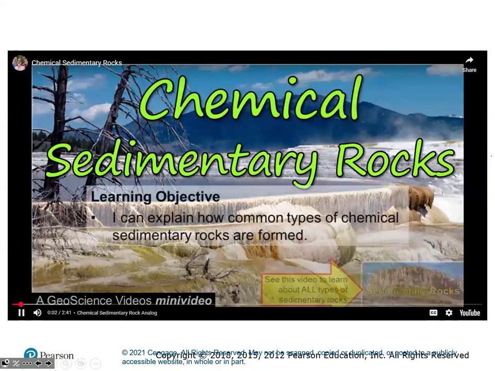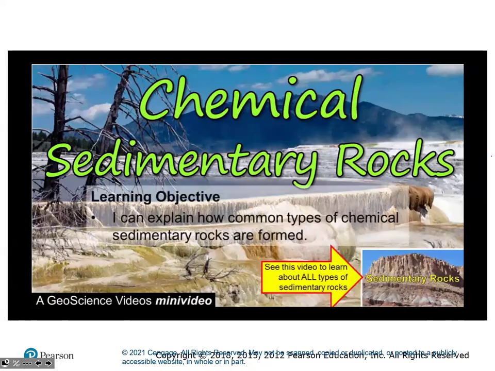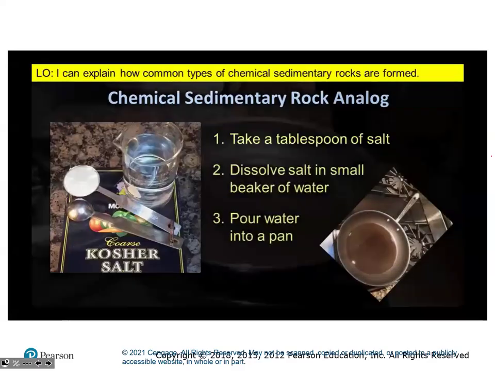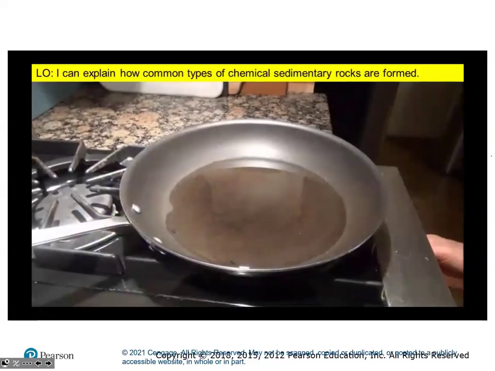Chemical sedimentary rocks are one of the three major types of sedimentary rocks. This mini video explains how they're formed. Imagine you took a tablespoon of salt and dissolved it in this small beaker of water. Then you added the water to a pan on the stove and cranked up the heat.